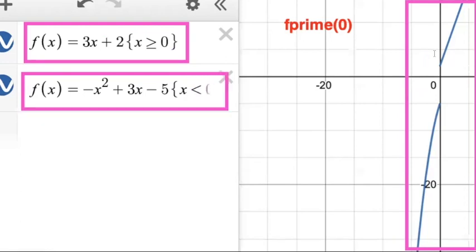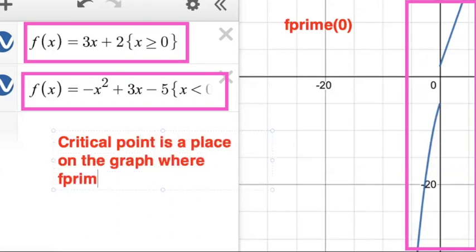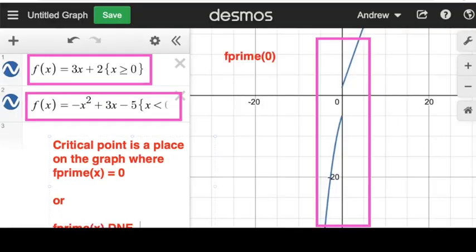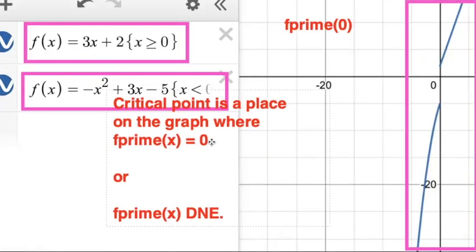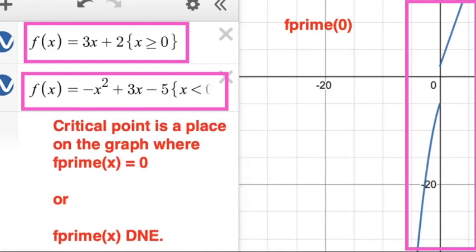So this is another example of a critical point. A critical point is a place on the graph where f prime of x is equal to 0 or f prime of x does not exist. And they're really important to find because the intuition here is this is where things get interesting. So f prime of x equals 0, you're going to have a change potentially, or at least you're going to stop for a second.